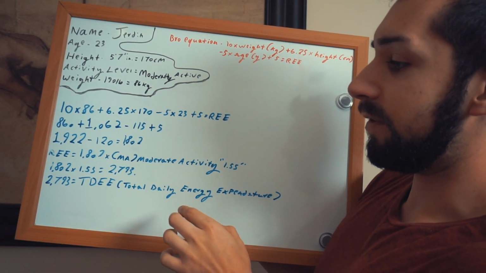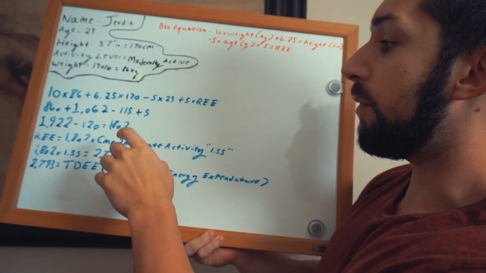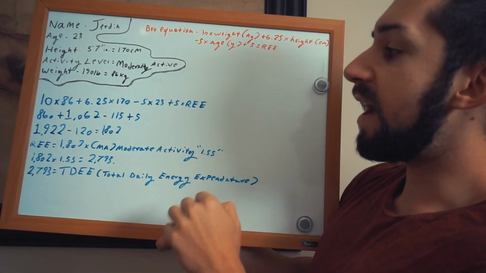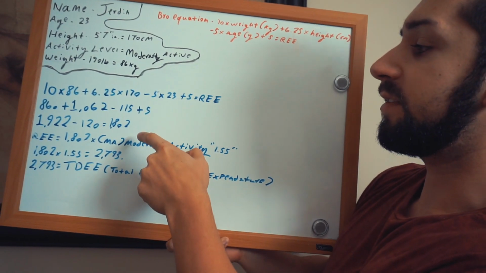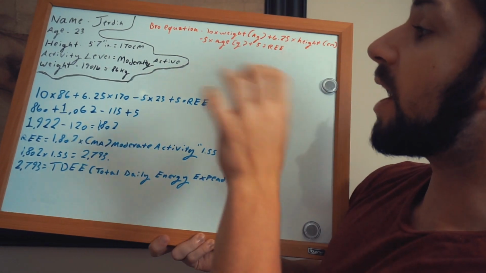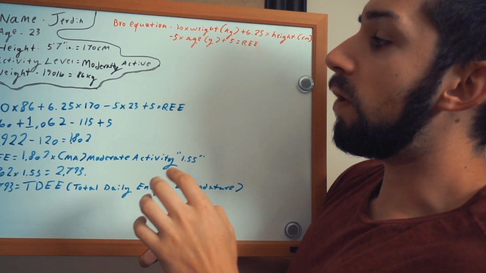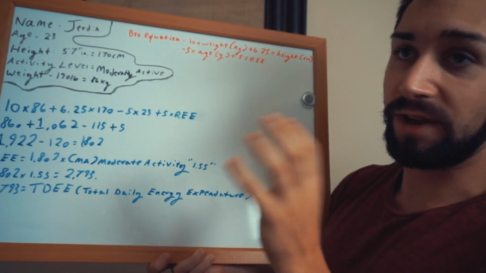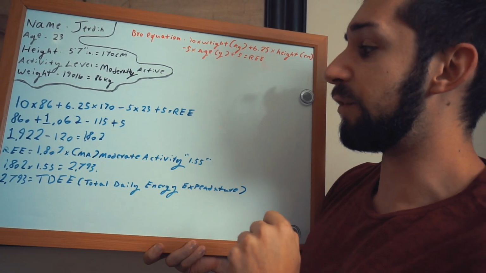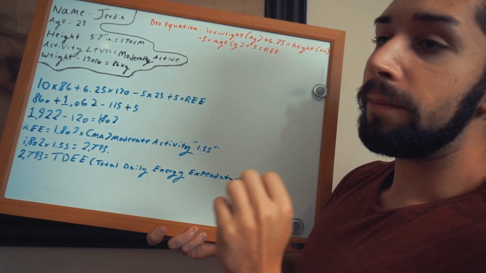So the numbers, guys: if you are sedentary, you multiply your REE, which mine is 1802, by 1.2. If you are lightly active, you multiply your REE by 1.375. If you are moderately active, like myself, you multiply your REE by 1.55. If you are highly active, which I'm not by any means, I sit at the desk and work on the computer all day, you multiply your REE times 1.725.